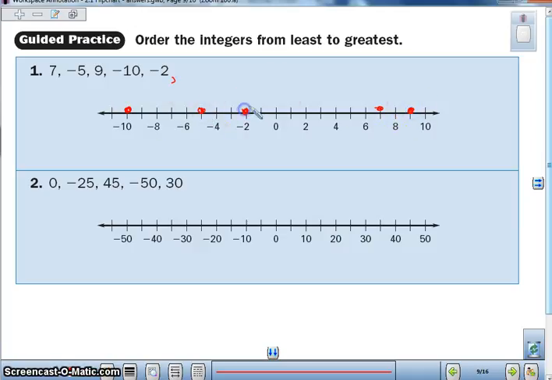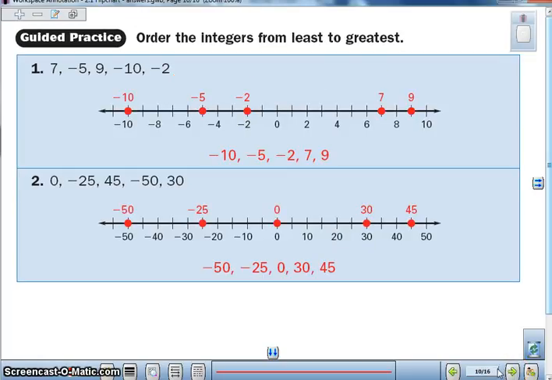If you can look at the number line and say, you know what, I know from least to greatest it's going to be -10, -5, -2, 7, not 6, sorry about that, 7, and 9. You could simply write them out. We're not going to do the second example, but in your homework you will be asked to do that.